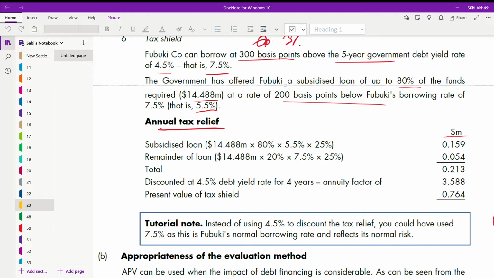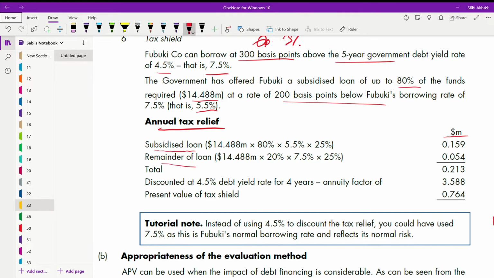I stopped my part 1 video at annual tax relief. So here we are going to discuss how you have to work out annual tax relief. It's very important for adjusted present value. So here we have the subsidized loan and then the remainder of the loan, right?